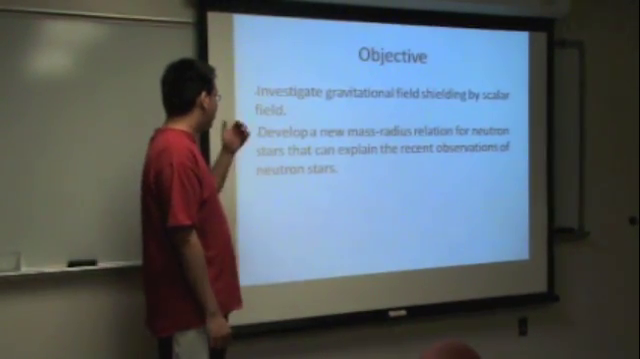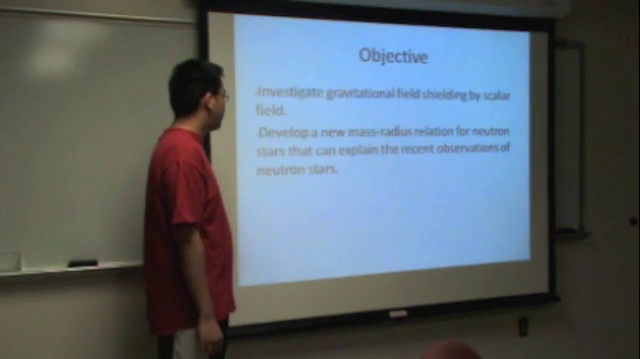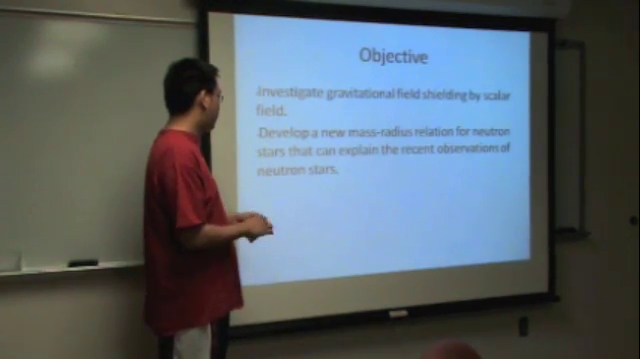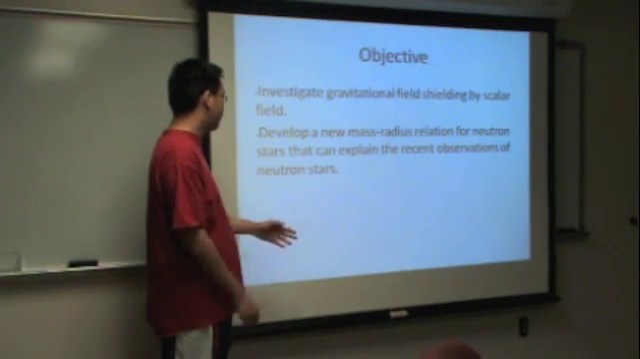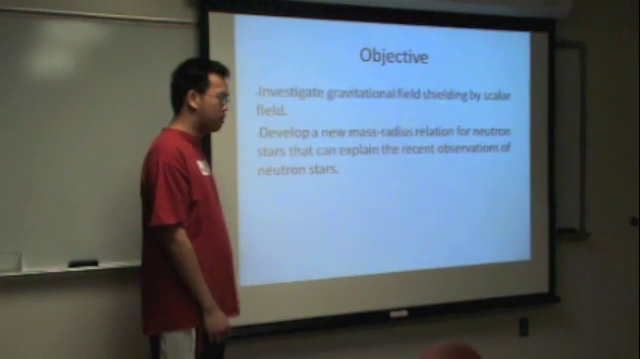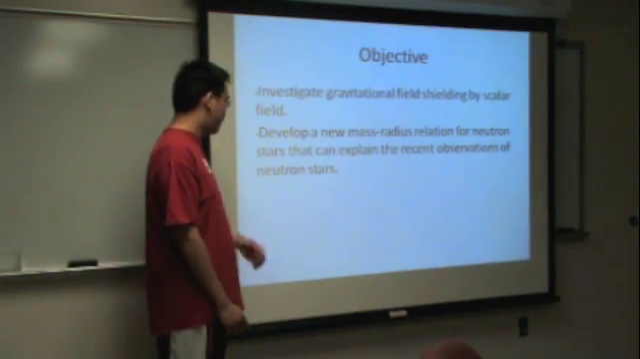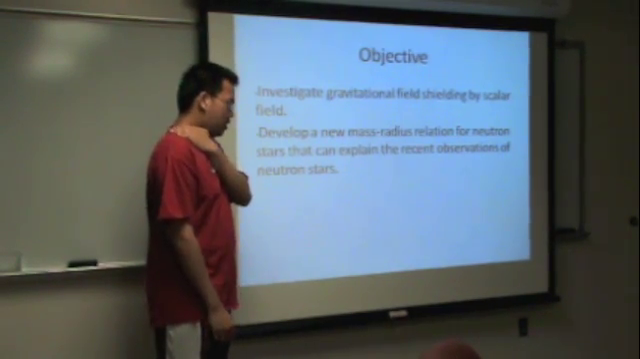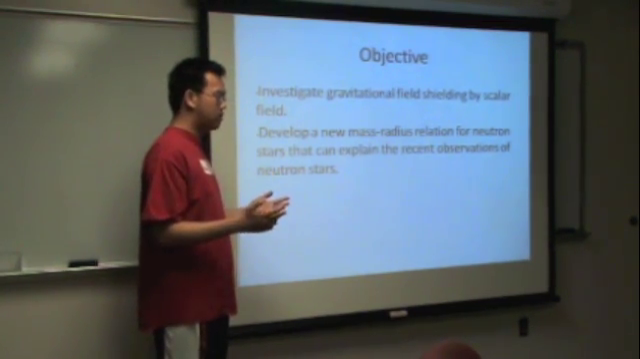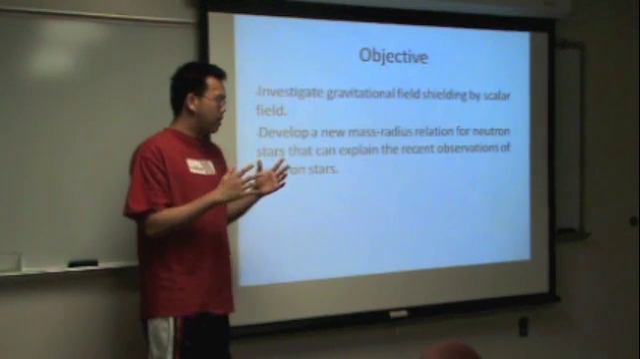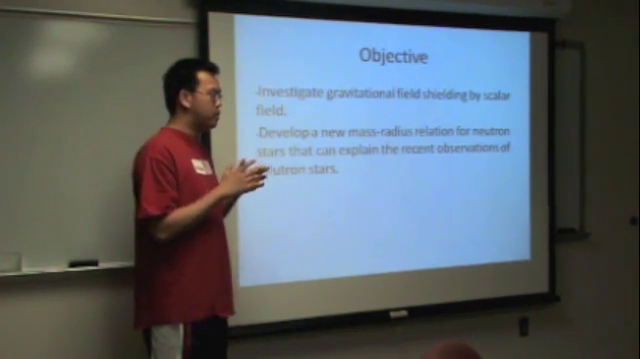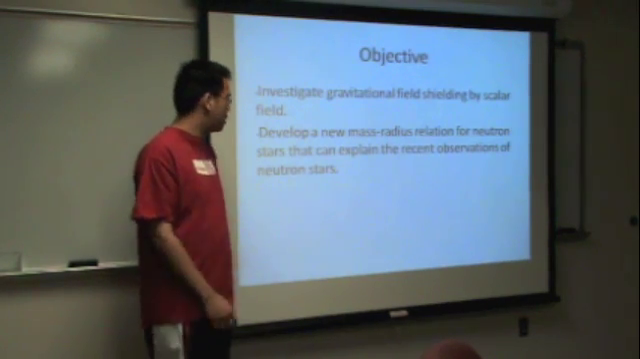The objective is to investigate gravitational field shielding by scalar field and to develop a new mass-radius relation for neutron stars that can explain the recent observations of neutron stars. Some of the recent observations were neutron stars found to have 2 solar masses, which is immensely big. Some of them also had radii that were much smaller than what was observed previously.